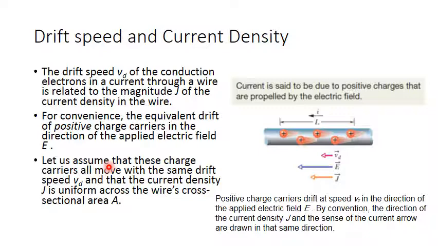Let us assume that these charge carriers all move with the same drift speed. So assume that all of them have a net drift speed Vd, and that the current density J is uniform across the wire. So it means that the total current I is J multiplied by A. So J is uniform across the wire cross section.